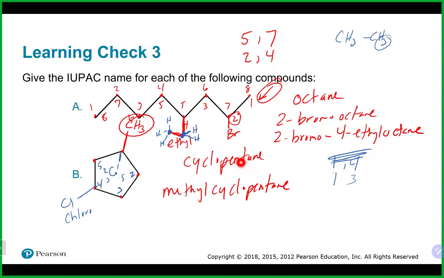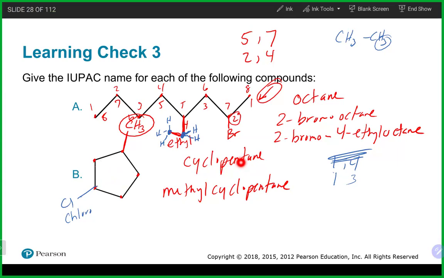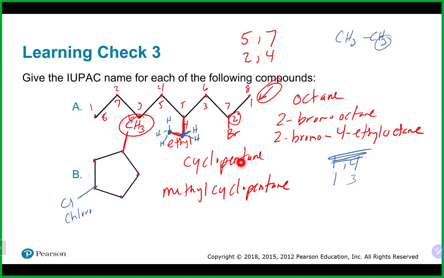Now, the other option would be we could start from the chloro, right? So get rid of this. We could also start numbering from the chloro here, which would be 1, 2, 3, 4, and 5. And obviously, if you go the other way, you're going to have a larger number going the counterclockwise way. And that also gives us a 1 and 3. So this is a tie.